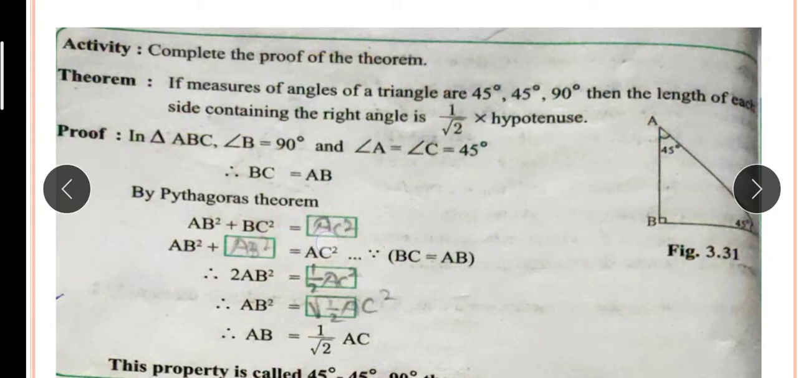So by the Pythagoras theorem, what can we write? AC square is equal to AB square plus BC square. So AB and BC are equal. Therefore, we can write AB square plus AB square is equal to AC square. So 2AB square is equal to AC square.